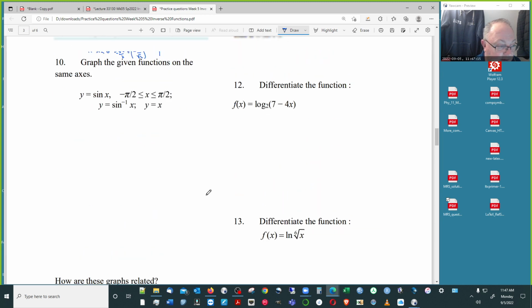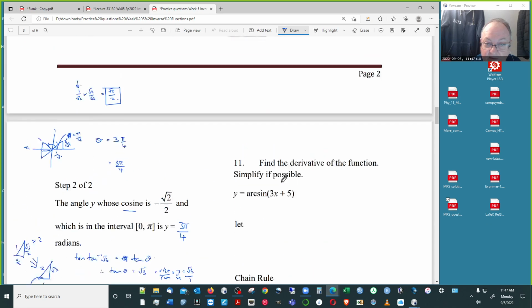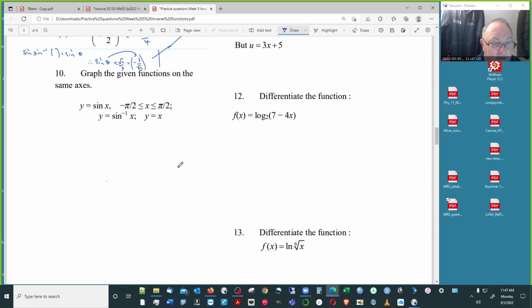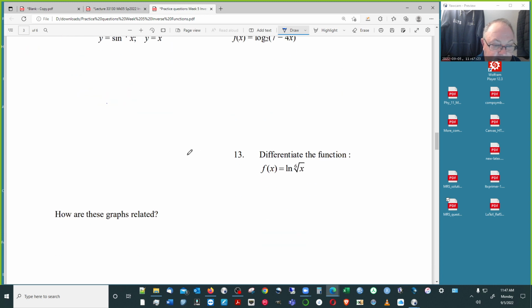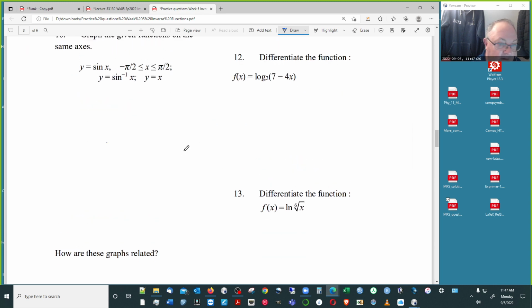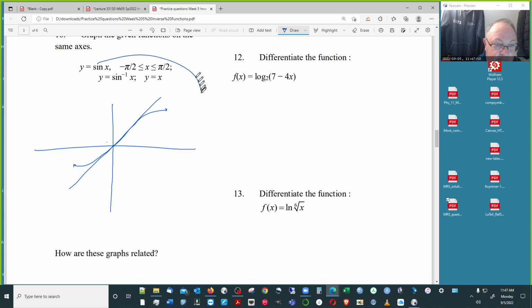The graphs are given. My sheet must not have got it. It just says graph the given functions, not that they're given. y equals x. Why are we doing y equals x? Because y equals x is an inverse. The sine part of sine is going to start here and go off like this and come down here like this. So that's sine. Now the inverse is going to be a reflection.